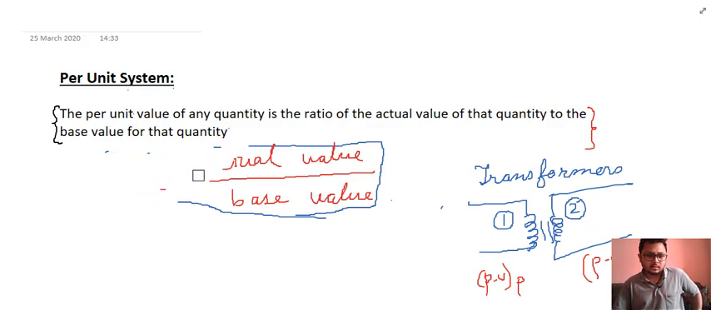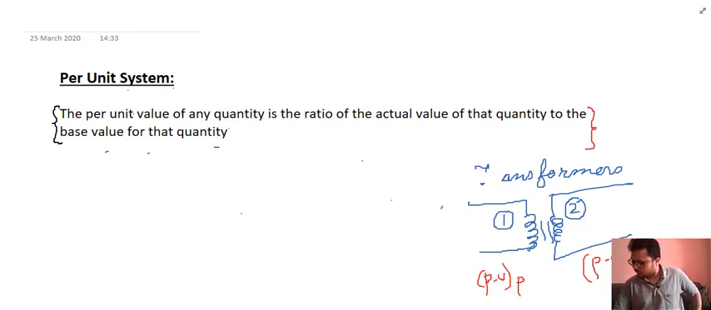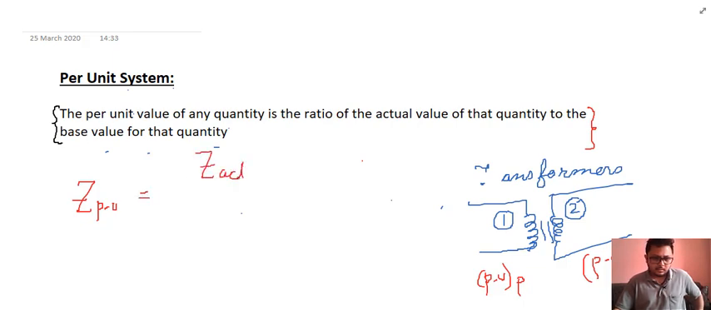Next we'll see impedance. Let us consider Z per unit, that is Z actual by Z base. The base value I will write like this, ZB.